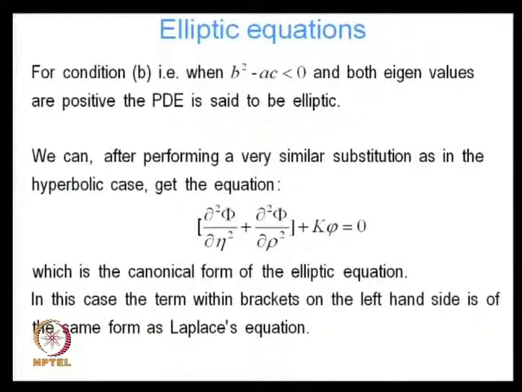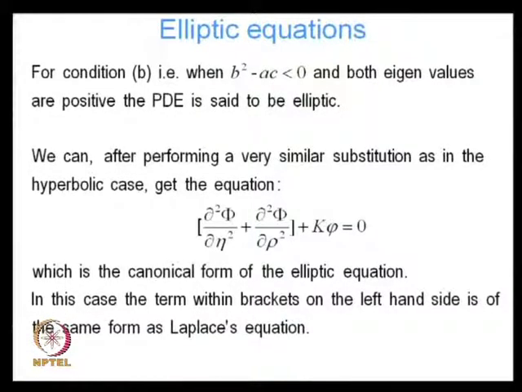Similarly, we can do similar things, right. When b squared minus ac is less than 0 and both the eigenvalues are positive, then the partial differential equation is said to be elliptic. If we perform very similar substitutions as in the hyperbolic case, we get this equation, ∂²φ/∂η² plus ∂²φ/∂ρ² plus kφ equal to 0, which is again the canonical form of the elliptic equation. So for all elliptic equations, whether it be Laplace's equation or Poisson's equation, you are going to get them from this canonical form.